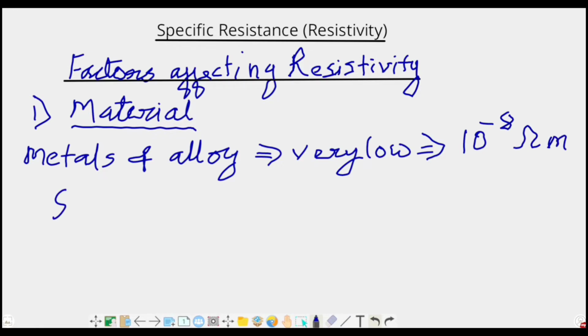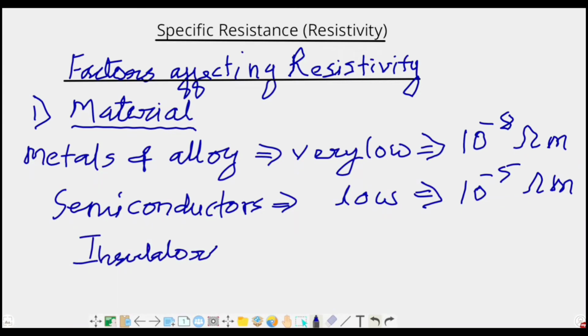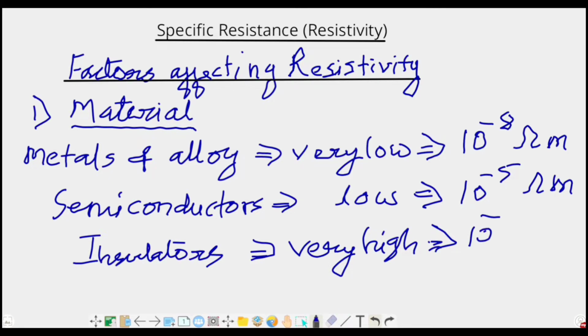And for the semiconductors, it is low. So it is a little bit higher than metals and alloys. It is approximately equal to 10 raised to minus 5 ohm meter. But when you consider the insulators, it is very high. It will be approximately in the order of 10 raised to minus 13 ohm meter.